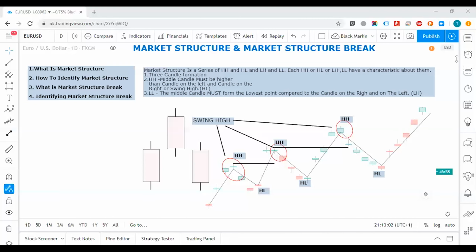Okay. So today we're going to be covering what is market structure, how to identify market structure, and what is market structure break, identifying market structure break. What I'm going to try to do is to make this very, very, very simple. I'll try to make this very simple so that my 11-year-old son can watch this video again and understand. By the way, he understands what market structure break is now. He knows how to find trends in the market. At least he can do that now.